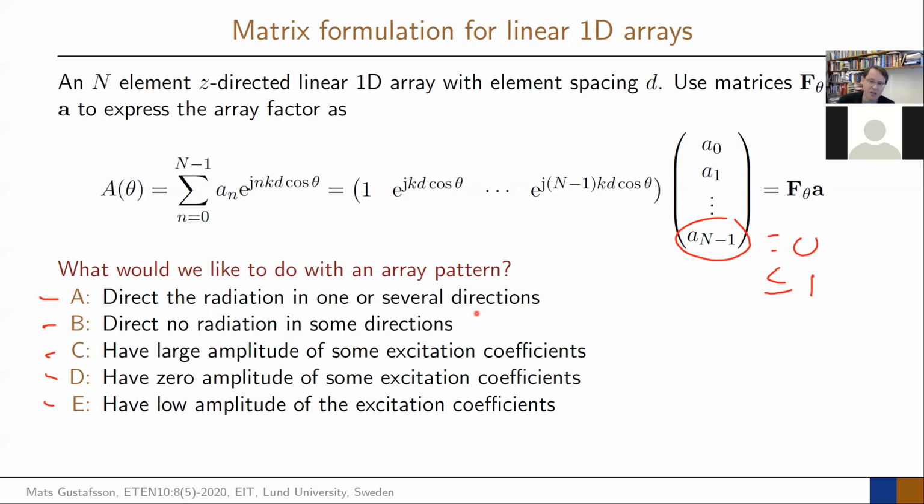So you have this A, B, C, and D. Figure out what you think you would like to do with an array pattern. And we will start this as a poll. So I will launch the poll, and you know now what A, B, C, D is because they will disappear. And fill out what you think that you would like them to do. So what is in some ways the purpose of an antenna or communication system? What would you like to do with it?